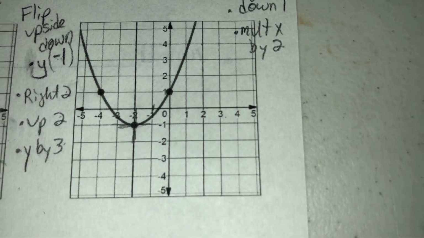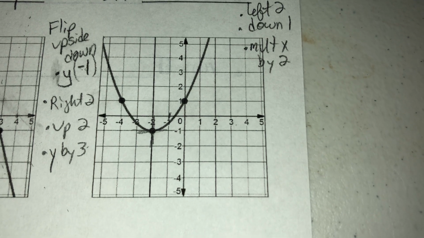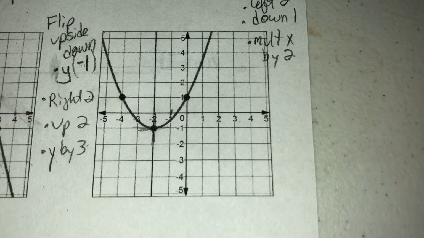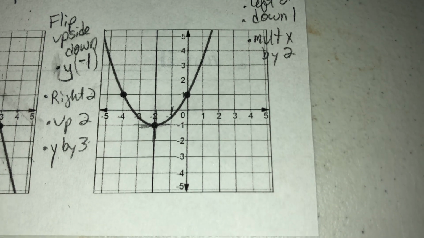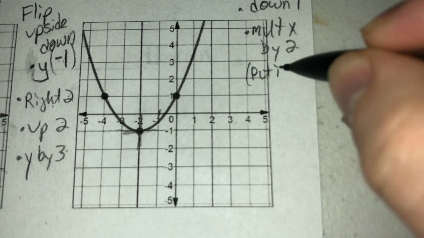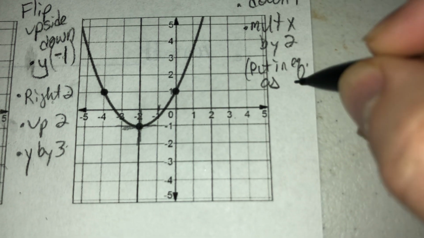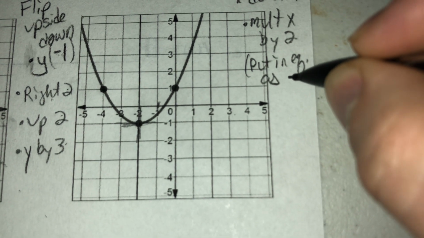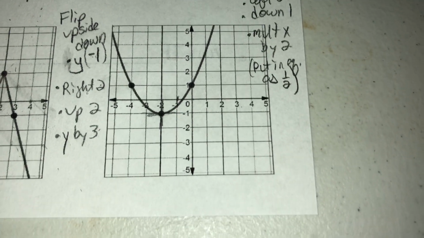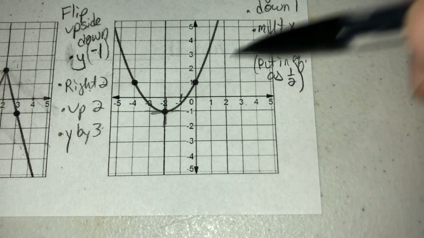by 2. Now, when we do things to the x, what does that really mean? You got to do the opposite. So I do want to multiply the x by 2, but I'm going to put it in my equation as the opposite. Put in equation as divide by 2. And isn't dividing by 2 the same as multiplying by a half? So I'm going to put it in as a half. Anytime I'm doing anything with the x's, it's always the opposite of whatever I think I'm doing.